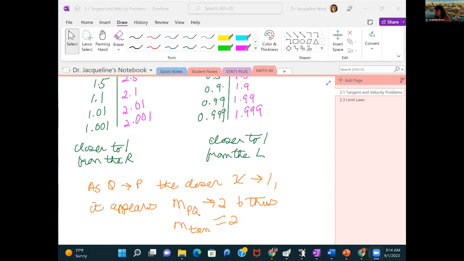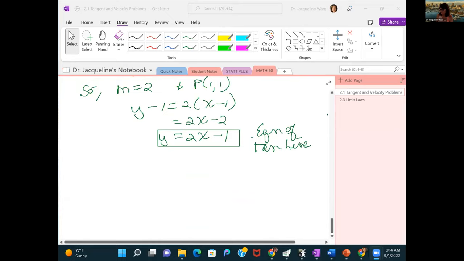So, emphasis on just the importance of understanding this, because we're talking about limits in this chapter.